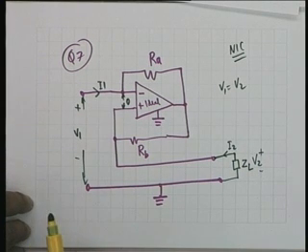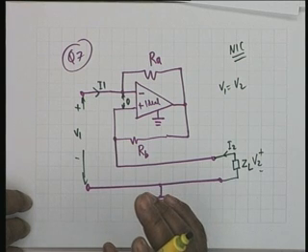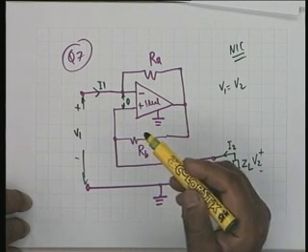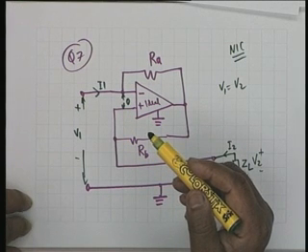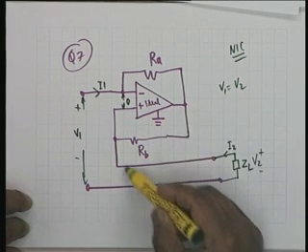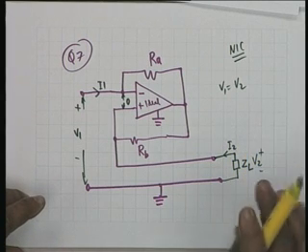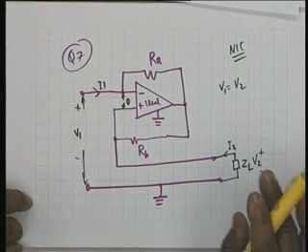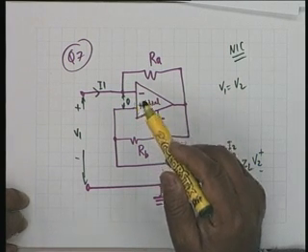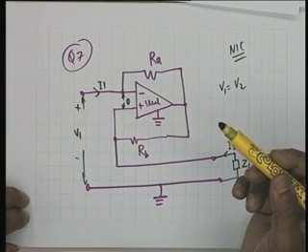Virtual short, not ground. Why didn't you say ground? Because neither of these points are grounded. Is this clear? The ground is somewhere else. This is not ground because this is your port number 2. So we don't say virtual ground. Be careful about this terminology. In this situation it's a virtual short because the ideal op-amp has infinite gain.